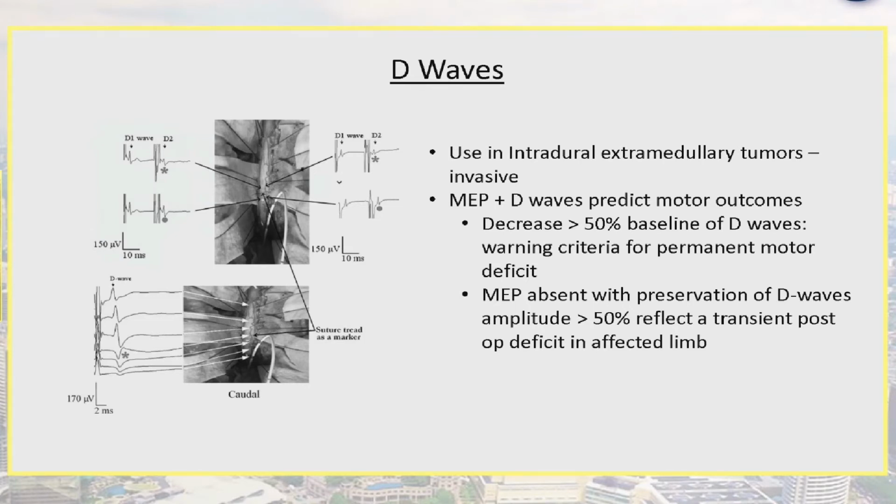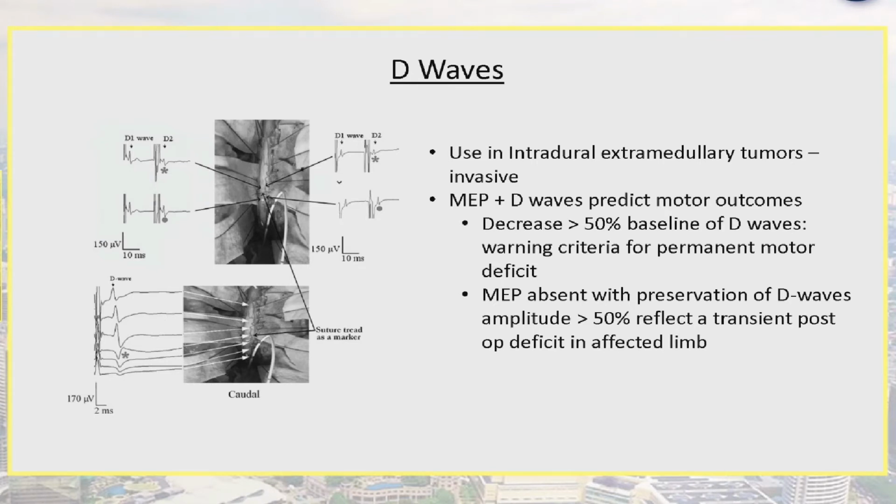Okay, so usually it is also used with motor evoked potential, whereby it predicts motor outcome. For example, if the decrease is more than 50% from baseline of D-wave, that is a warning criterion for permanent motor deficit, which means the patient will most likely have permanent motor deficit if they resect the tumor more. So the surgeon needs to rethink whether it is of benefit or not for the patient. So sometimes they stop the surgery.